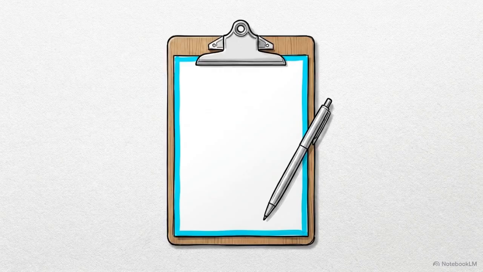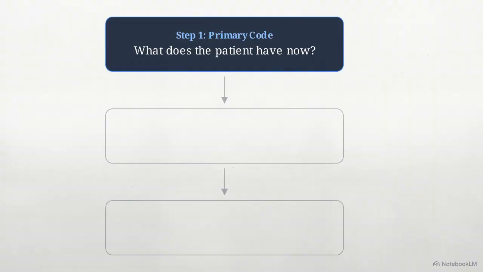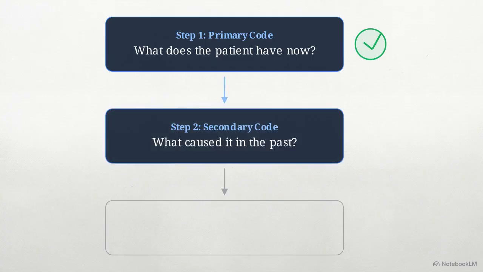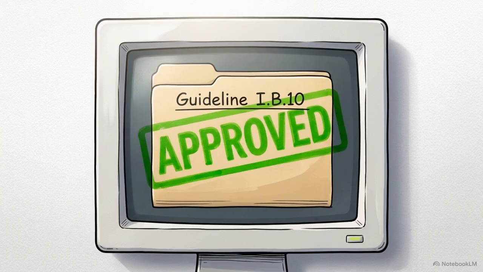To ensure accuracy, you can apply a simple 3-step checklist to every sequela claim. Step 1. Identify the residual condition the patient is presenting with today. This is your primary code. Step 2. Identify the historical cause. This is your secondary code. Step 3. Confirm that the acute condition code is not on the claim. Following this checklist ensures that every chart meets the requirements of Guideline B.10.